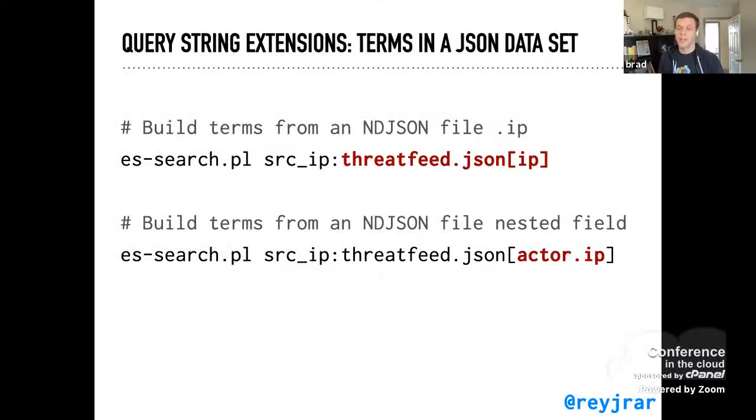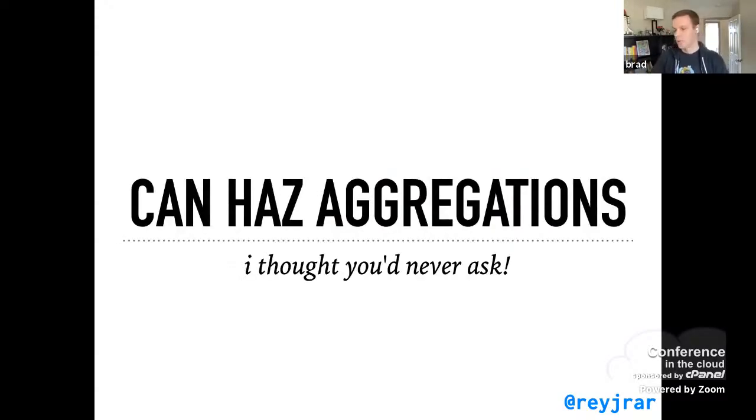This also works with newline delimited JSON. Of course, you probably have hash data or object data in those files. So you would use the key name in between the brackets. If you have nested keys, you can use the dot to represent the nesting. All right.